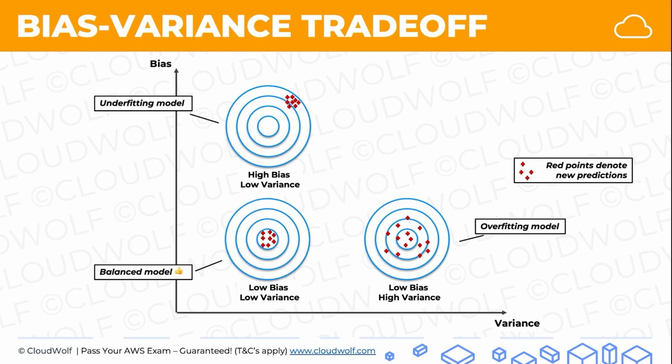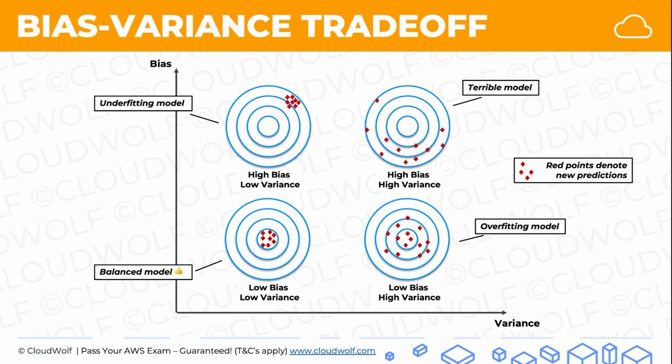And if you have low bias and low variance, then you're hitting the bullseye all the time. You're very close to it. That's a good balanced model. And of course, the opposite situation, if you have high bias and high variance, you have a terrible model. You're far away from the center and everything's scattered around. So that's another way it's explained. Personally, I prefer the first way that we looked at.